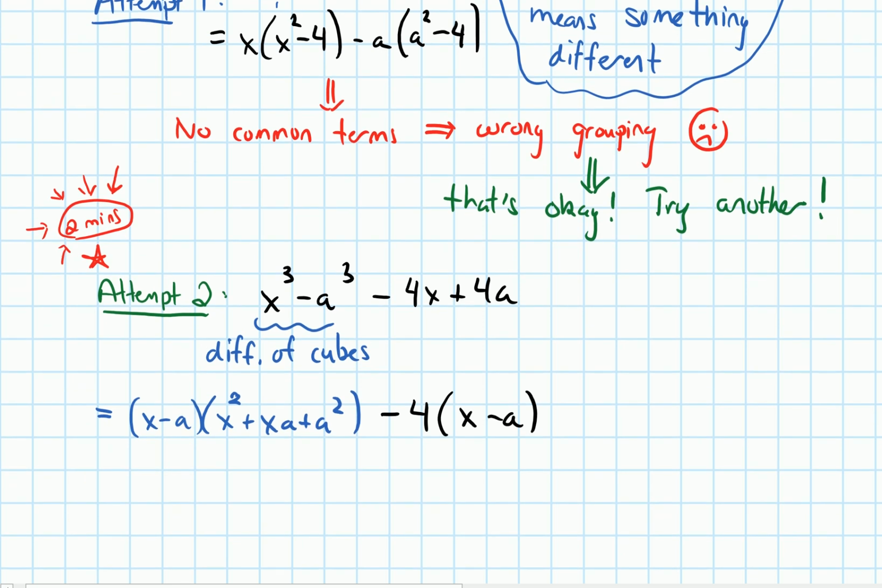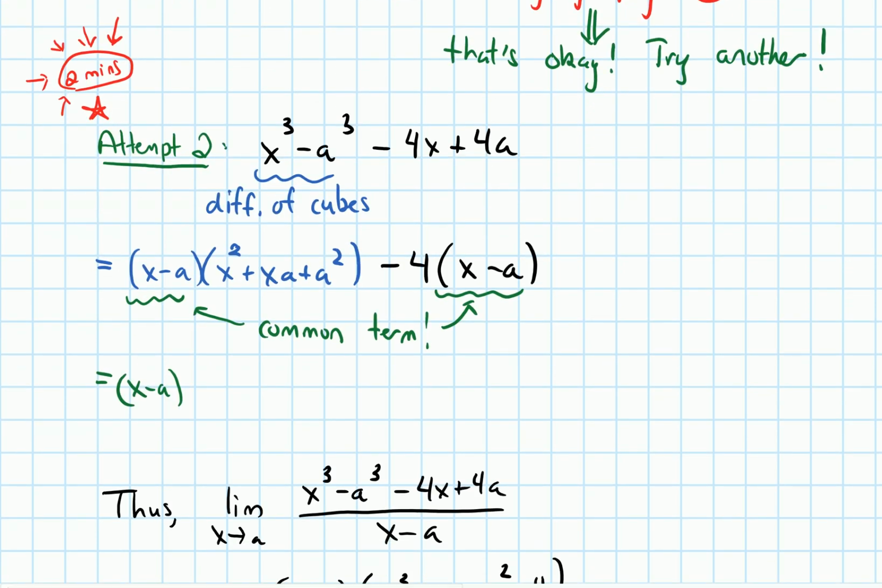And now I see a common term. In the first group here it is x minus a, and the second group there is also an x minus a. And when there's a common term, we get to factor that thing out. So factor out that x minus a. And that'll leave us with the x squared plus xa plus a squared from the first group left over, and then minus the 4 from the next group left over. And now we've successfully factored this by grouping.